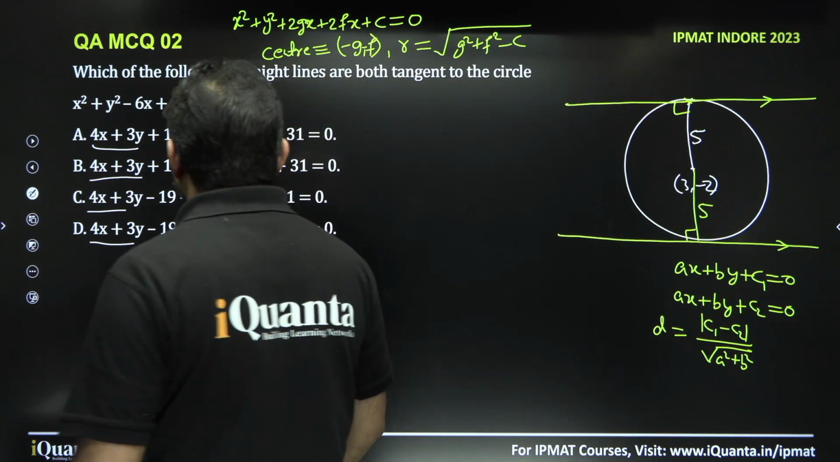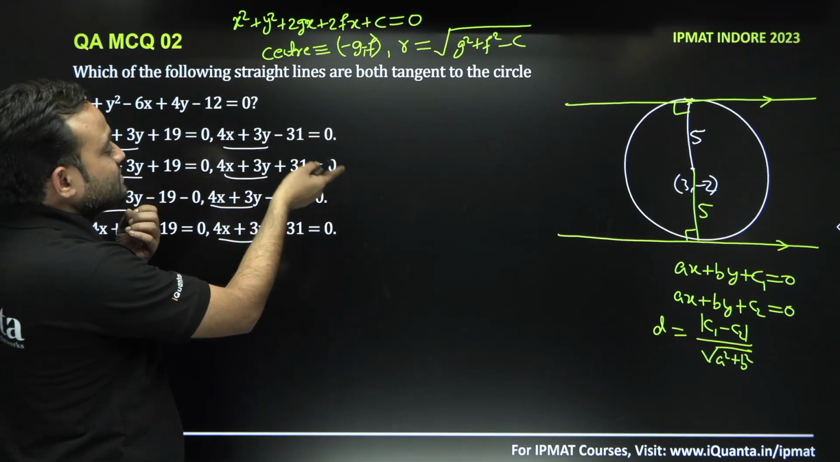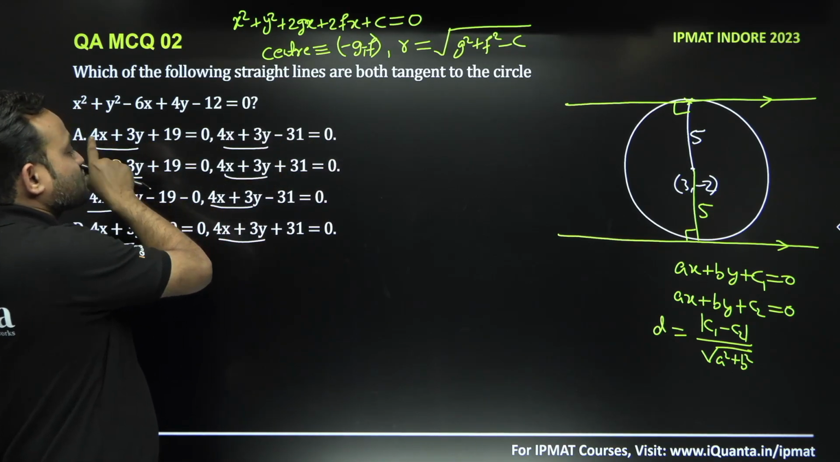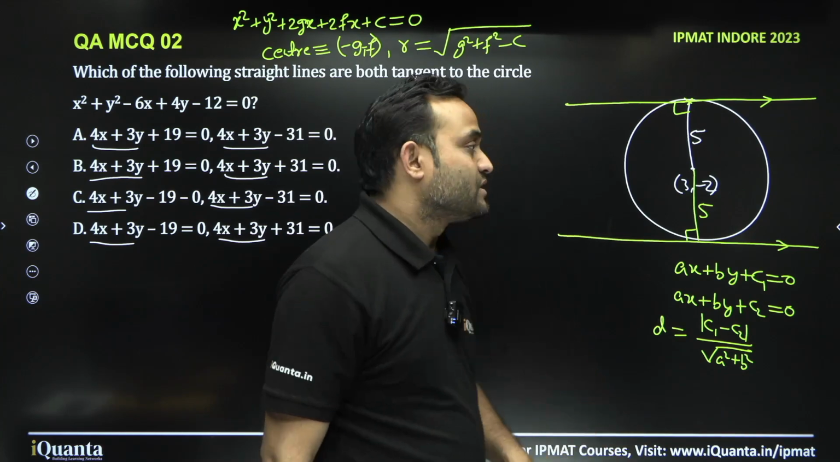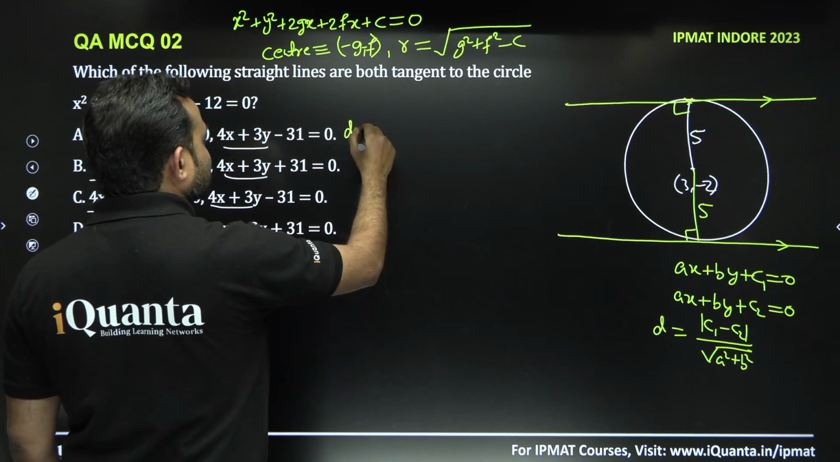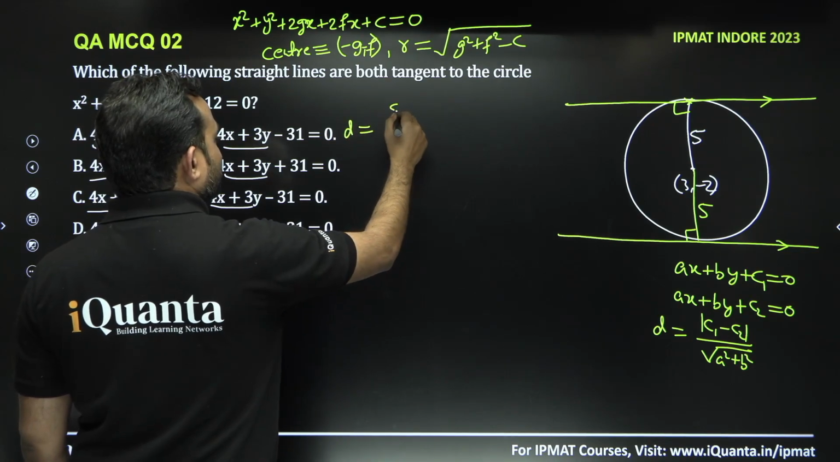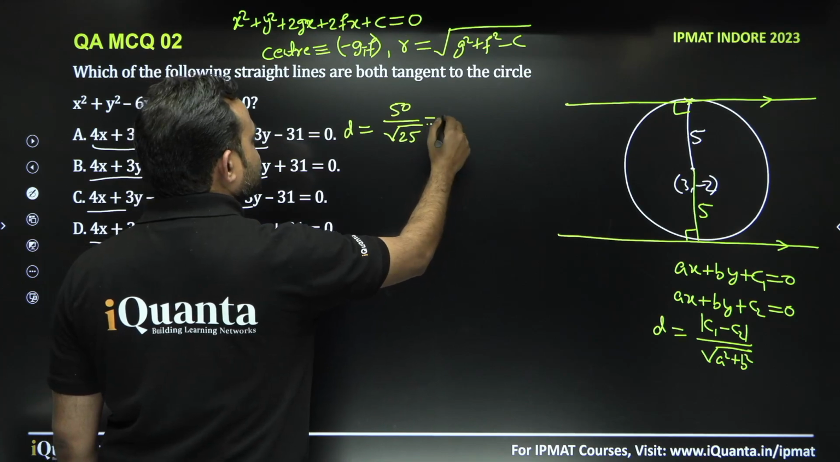So let's check it. In option A, it will be 19 minus 31, 50 divided by square root of 4 square plus 3 square, which is 5 square. So 5. So in this case, we are getting the distance between these 2 lines as 50 divided by square root of 25. So this gives us 10, right?